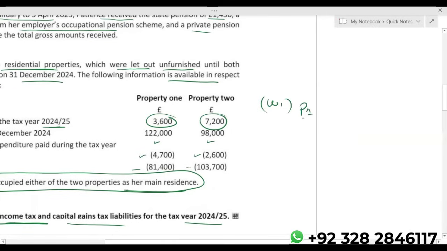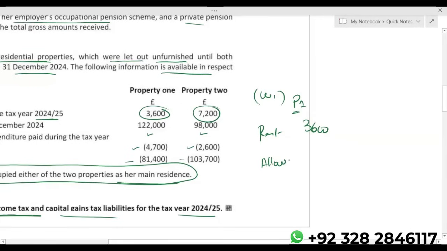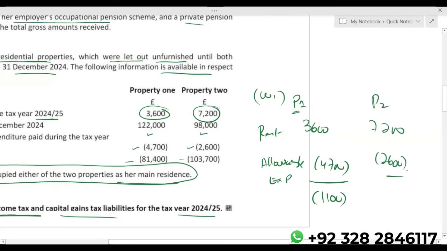So property 1, the rent is 3,600. Allowable expense is 4,700. So 3,600 minus 4,700, I'm getting negative 1,100. Property 2, 7,200. Allowable expenses 2,600. So 7,200 minus 2,600, I'm getting 4,600. Can I say 1,100 negative? Property income is 4,600. So the net income we are getting is 3,500.